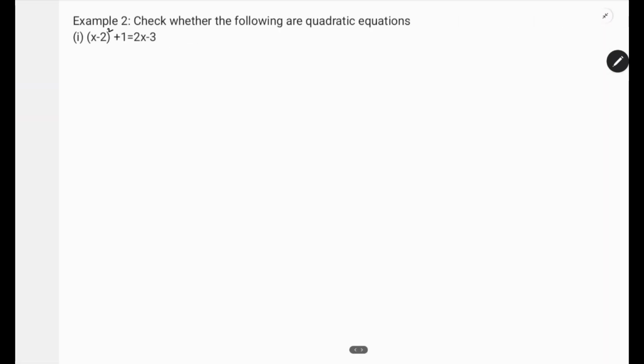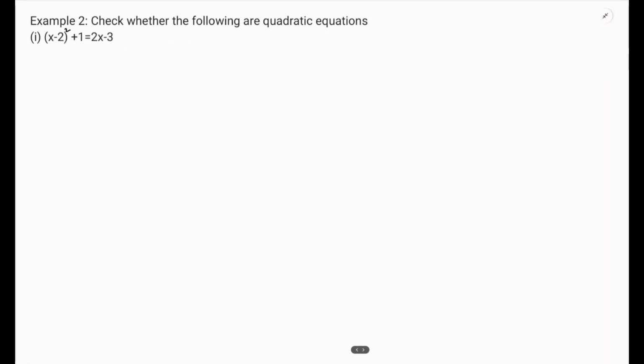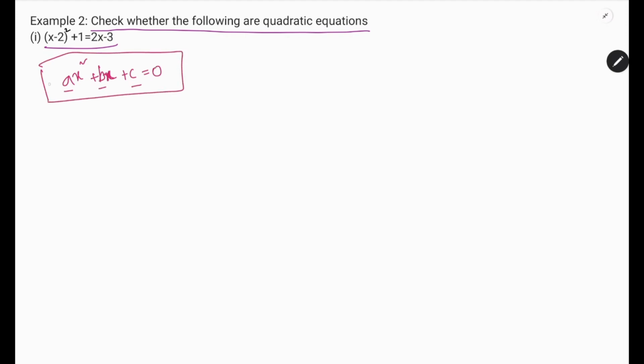Okay. Next one. Here we have to check whether the following are quadratic equations or not. What is the standard form of a quadratic equation? It is ax square plus bx plus c is 0. Here a is the coefficient of x square, b is the coefficient of x, and c is the constant term. This is the standard form of a quadratic equation, and we have to see if these equations are in the form of this equation or not.